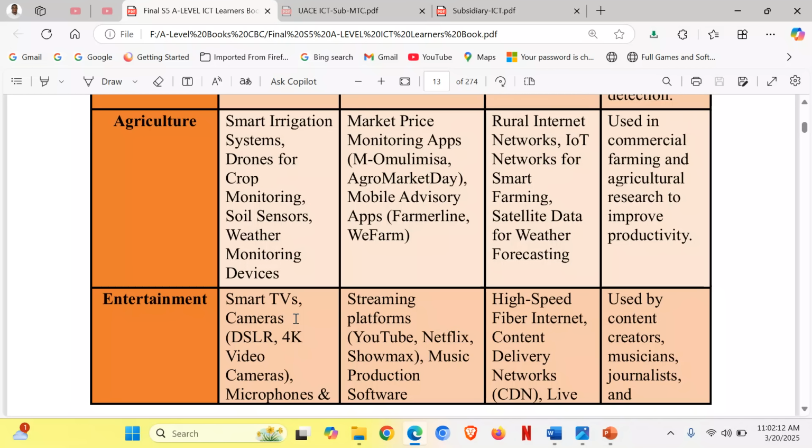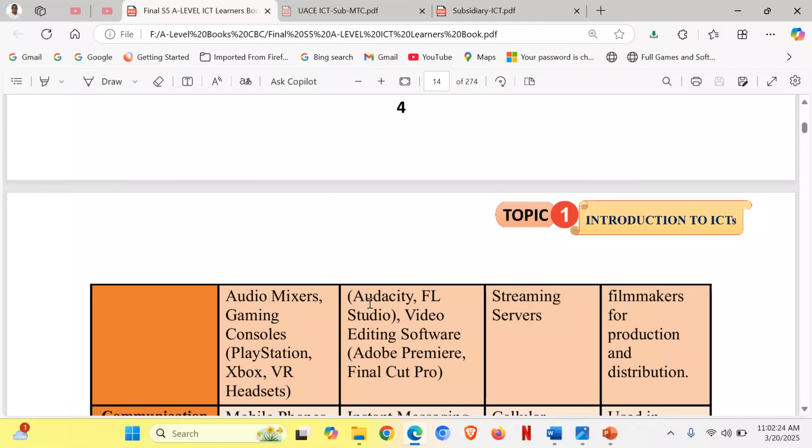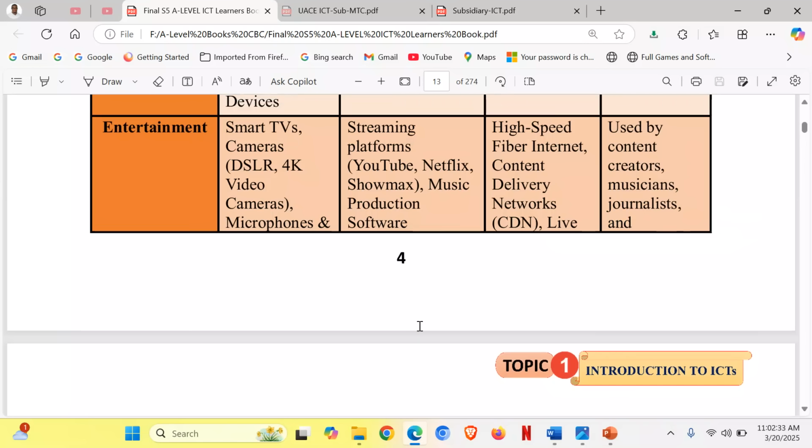We also have software ICT tools, including streaming platforms like YouTube, Netflix, Showmax. We have music production softwares like Audacity, FL Studio. We have video editing softwares like Adobe Premiere, Final Cut Pro, etc.